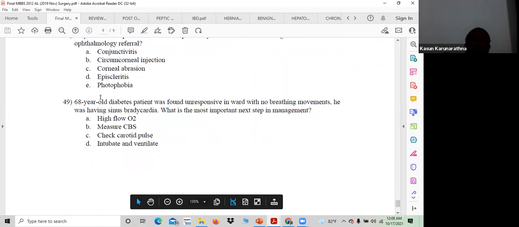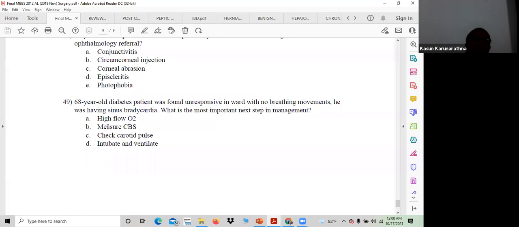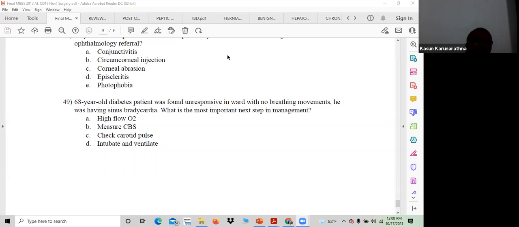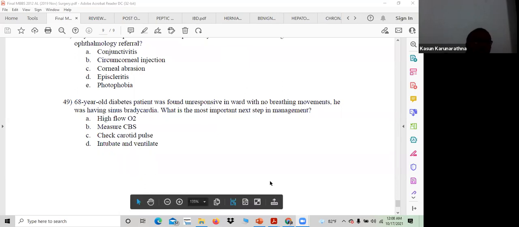49. A 60-year-old diabetic patient was found unresponsive in the ward. No breathing movements. He was having sinus bradycardia. What is the most important next step in the management? Patient unresponsive, no breathing. What do you want to know now? Yes, you should know whether the patient is in cardiac arrest or not. Check the pulse, right? Central pulse, it should be central pulses. So it should be C.